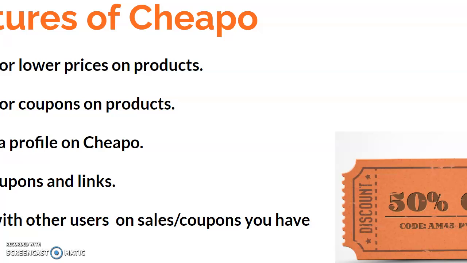So some of the features that I would be looking to develop for Cheapo would be checking for lower prices on products, checking for coupons on products, and creating a profile on Cheapo. So the users should also be able to save coupons and links for future reference. You could also share with other users the things you have found. So like a little community, some forums, maybe something like Reddit.